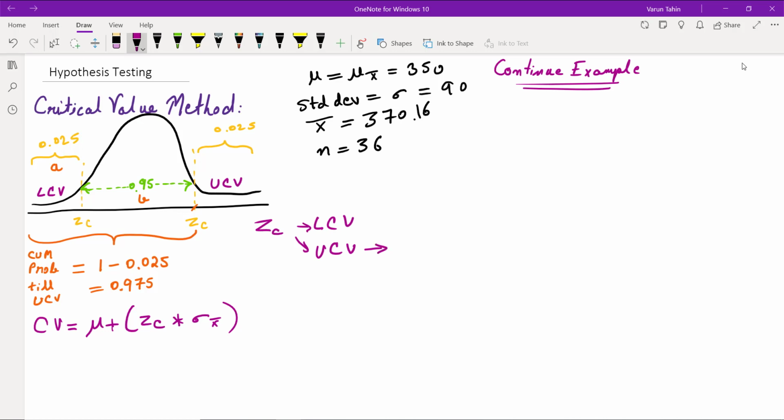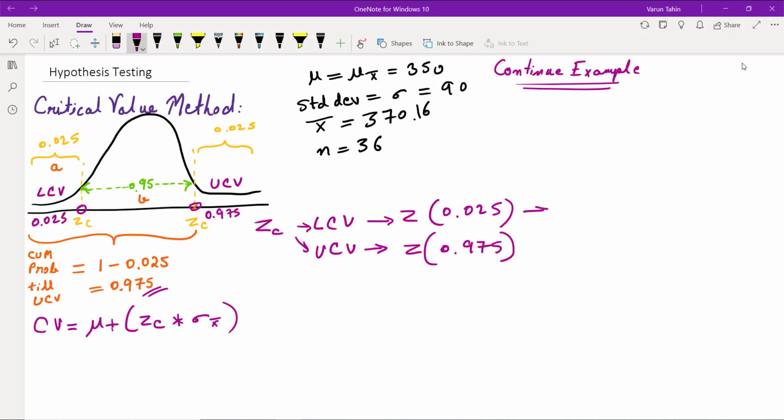For UCV, Z critical will be the value of Z from the Z table where the cumulative probability is 0.975, which we have calculated here, because the cumulative probability till this region is 0.975. And for LCV it will be the value of Z where the cumulative probability is 0.025, because till this point the cumulative probability is 0.025.